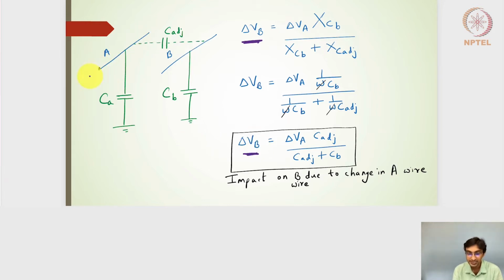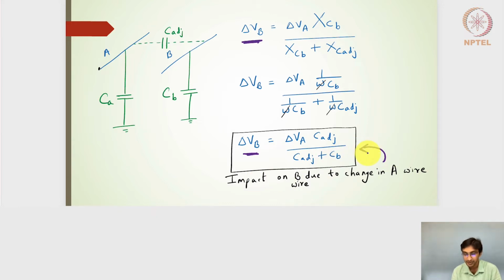But still, because the change in the voltage for the wire A is there, we will have some kind of a coupling effect on the wire B, and that particular change will be nothing but given in this expression, where it is delta VA multiplied by C adjacent divided by C adjacent plus CB. So the impact on B due to the change in A wire is given in this expression.